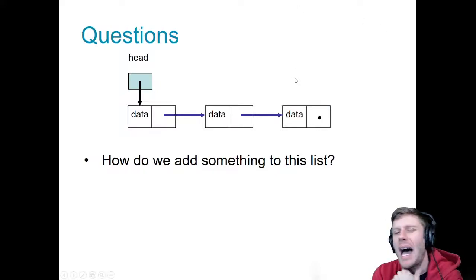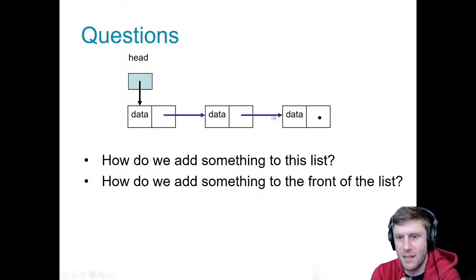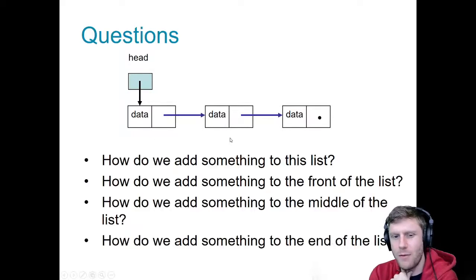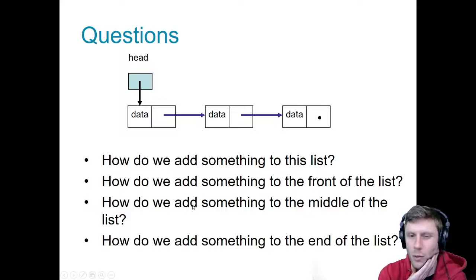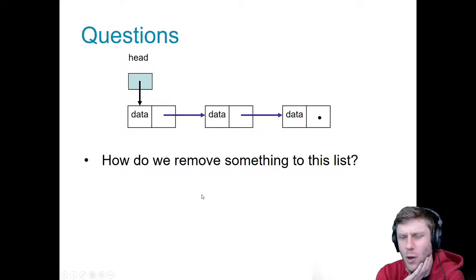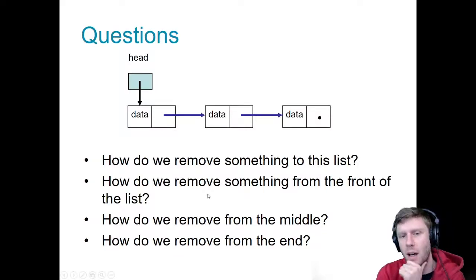How do we add something to this linked structure here, this list? I suppose there are three versions of this question. How do we add something to the front? How do we add something in the middle? And how do we add something to the end? Maybe they're not even three separate questions, but maybe they kind of are. Maybe there are some special rules. And similarly, how are we going to remove something from the front, the middle, and the end? How do we do this?